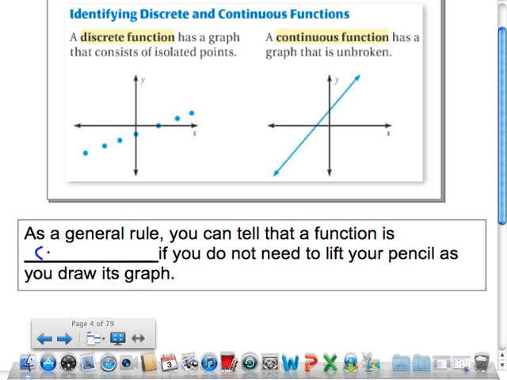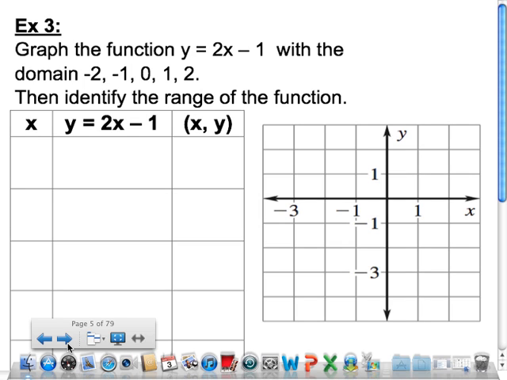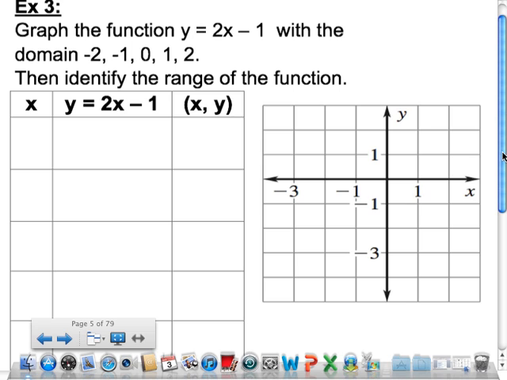A function is continuous if you do not need to lift your pencil as you draw its graph. So if I graph a continuous function, my pencil never has to come off the paper. Okay, and so that's kind of an easy way to determine whether it's discrete or continuous. So we're going to go ahead and graph a function, and it gives you a domain. It says domain, so that means x values are -2, -1, 0, 1.